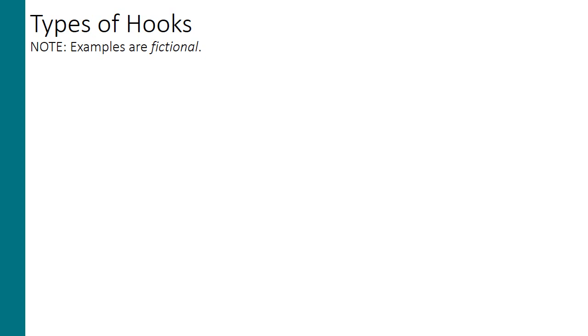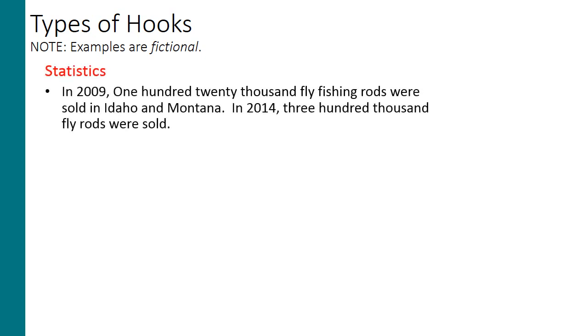So below are some examples of hooks, and again, the examples I give you are completely fictional. I just made up some numbers and some statistics so that you have an idea of how hooks work. So if I were to give a speech on fly fishing, one of my hooks could be that of a statistic. I could just tell the audience, in 2009, 120,000 fly fishing rods were sold in Idaho and Montana. In 2014, 300,000 fly rods were sold. It's just some information. Adults like statistics, but they still don't know what I'm going to talk about.